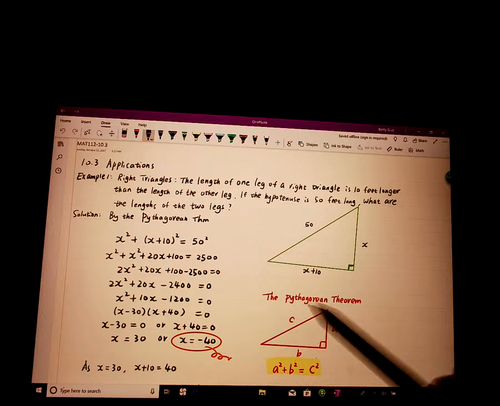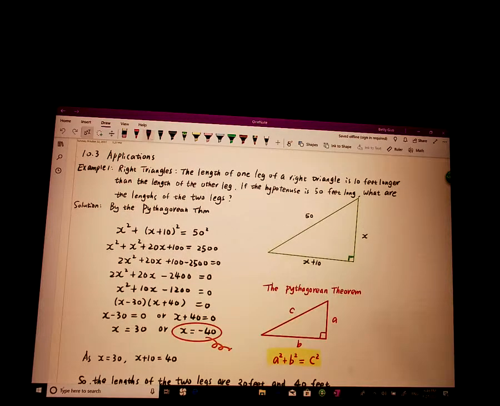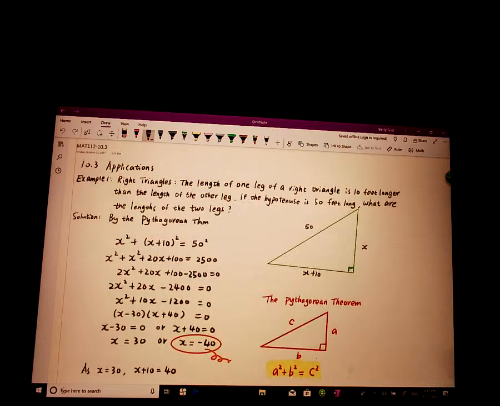And we have a very famous theorem about right triangles, the Pythagorean theorem. We know in a right triangle, with the 2 legs A and B and the hypotenuse C, A squared plus B squared always equals C squared. Alright? So let's go back to our problem. We are looking for the length of the 2 legs.